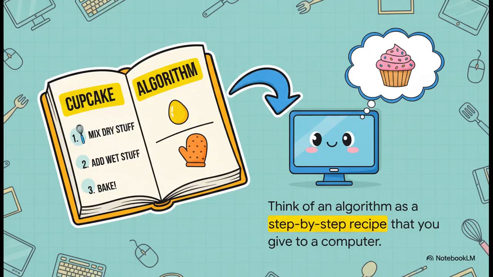And here's the idea I really want you to hold on to. An algorithm is just like a recipe that you give to a computer. It is a precise, step-by-step guide that tells the computer exactly what to do to get a specific result, whether that's calculating a tough math problem or just showing you a picture of a cat.